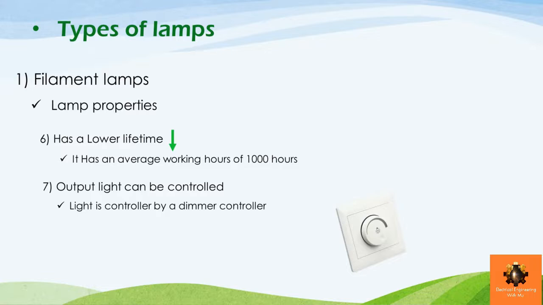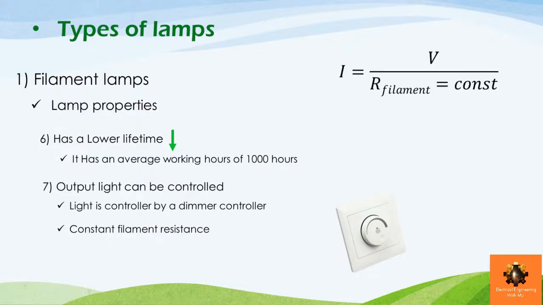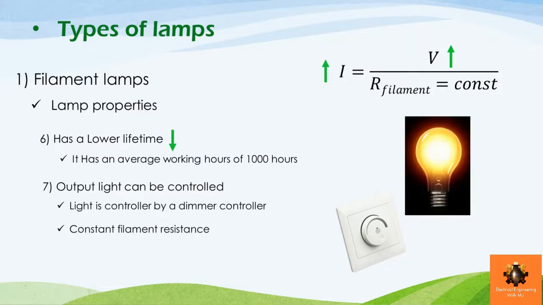And we can control the light output of the filament lamp basically because the filament lamp consists of a constant resistance, which is the filament resistance. And because the electric current equals the voltage over the resistance, when the resistance is constant, this means that the electric current has a direct relation with the voltage. So by controlling the dimmer slider, we are controlling the input voltage of the lamp. So when the voltage increases, the electric current will increase, and when the current increases, the light output of the lamp will be larger, so it will produce larger lumens.